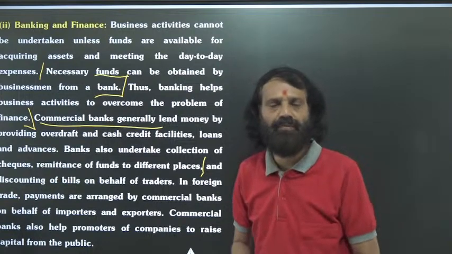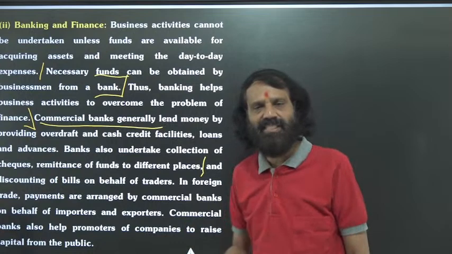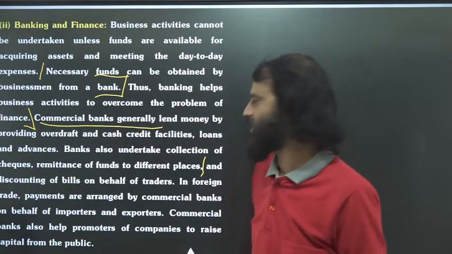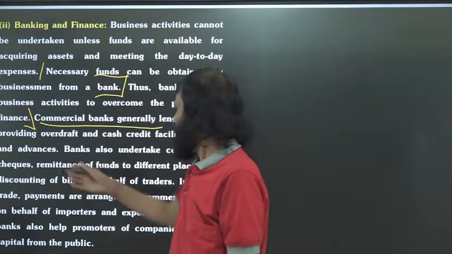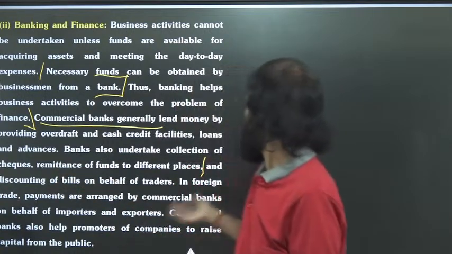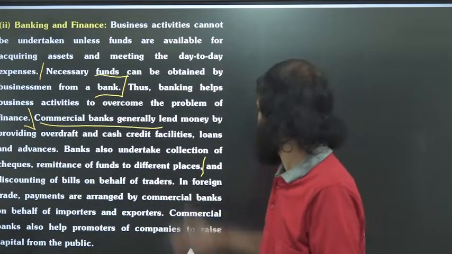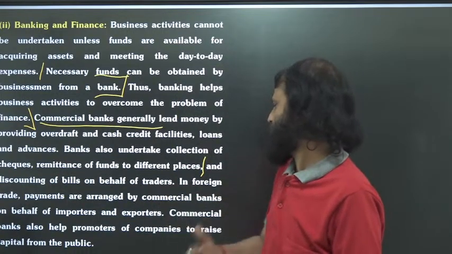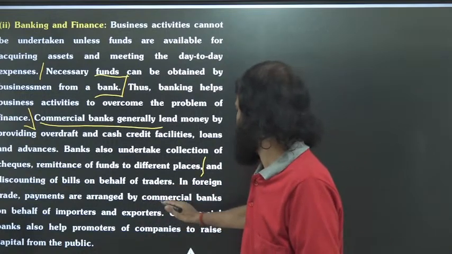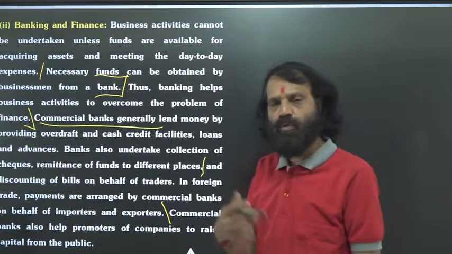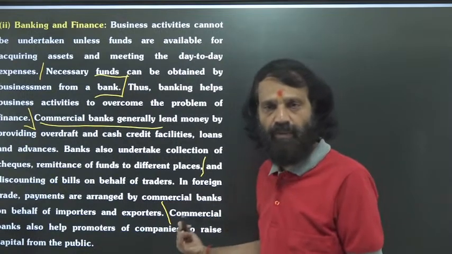They also receive deposits, and they lend money, loans, credit facilities. They also provide ATM services, check facilities, draft facilities, transferring money to other places, and discounting of bills on behalf of traders. In foreign trade, payments are arranged by commercial banks on behalf of imports and exports. See, imports and exports are being supported by our banks.